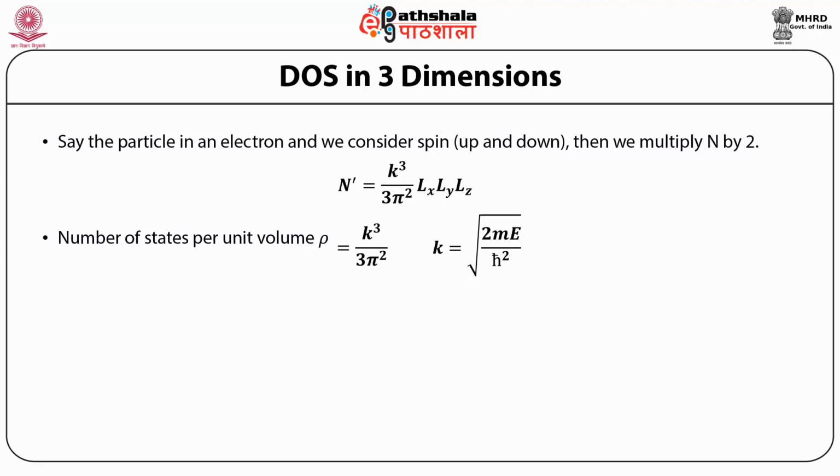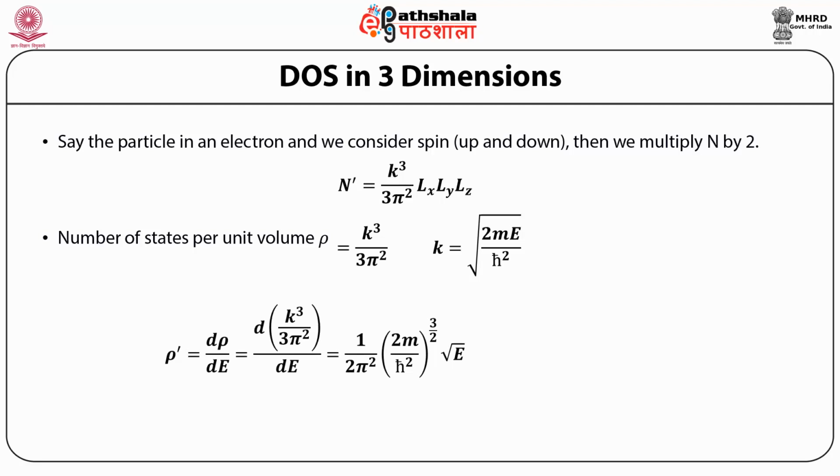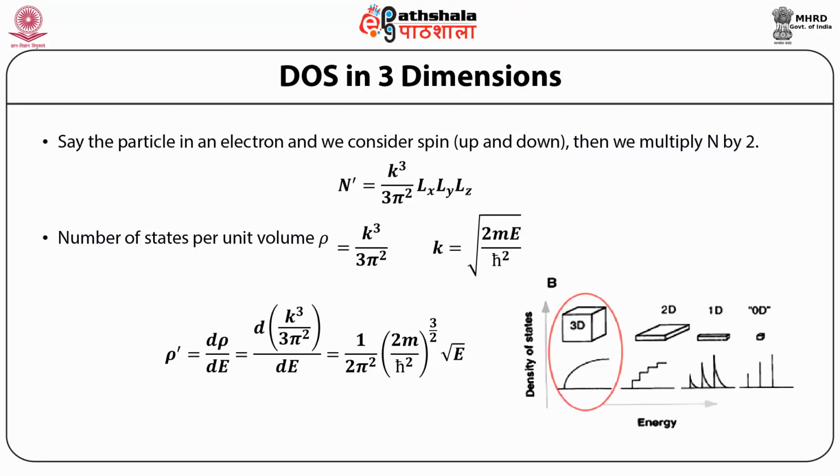Now consider the energy, which is defined as rho prime is equal to d rho by dE, which is equal to d of k cube by 3 pi square, that is putting the value of rho, divided by dE, equal to 1 by 2 pi square multiplied by 2m by h cut square the whole power 3 by 2 multiplied by root E. So as you can see in this figure, for the 3-dimension case, the density of states is proportional to root E, and this is shown in this figure.